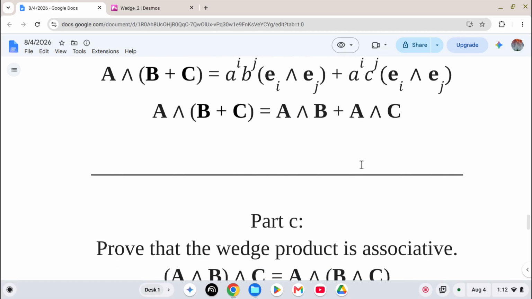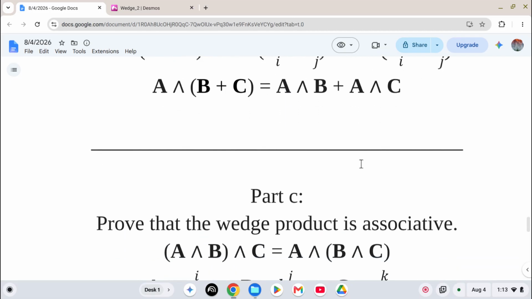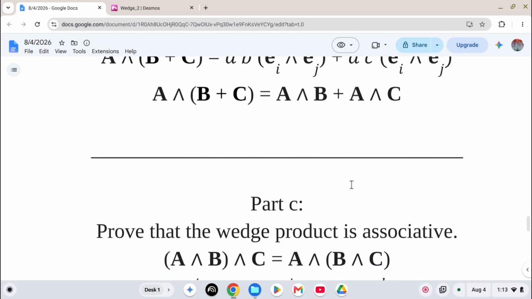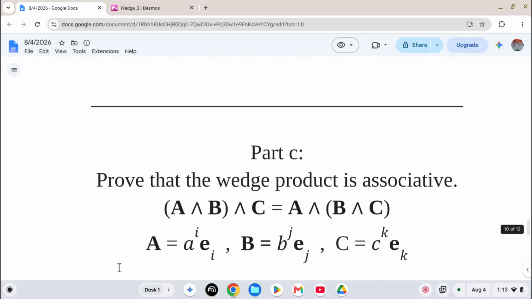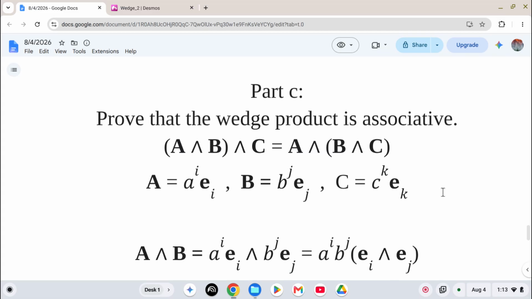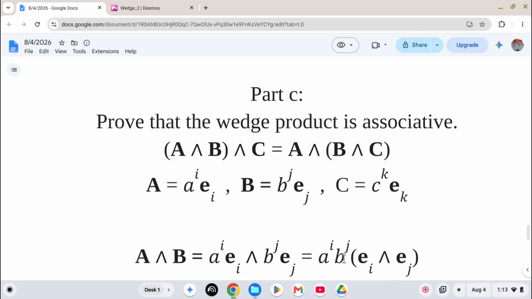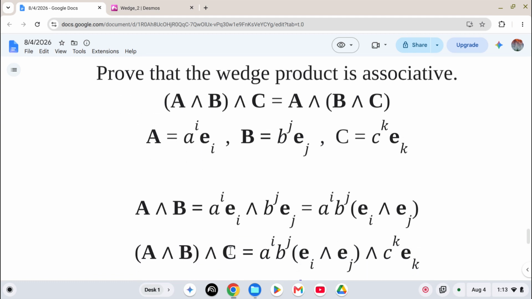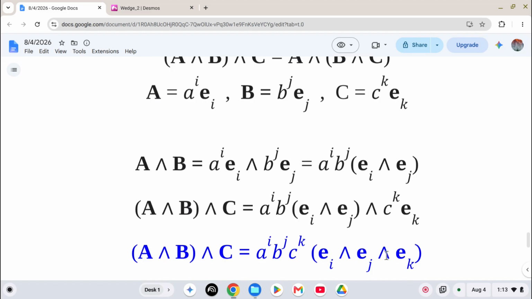One more. Prove that the wedge product is associative. All right? So let's do this side first using these 3 vectors. All right, so A wedge B, here's A wedge B, pull the components out. Here's our wedge product, that's straightforward. Now let's wedge that with C from the right, okay? So once again, we just pull the components out, we distribute the wedge, and we get this.